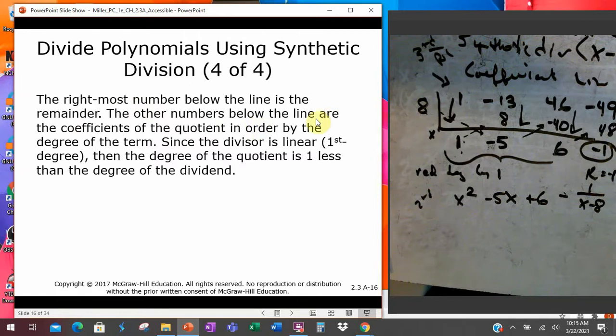The other numbers below the line are the coefficients of the quotient, the result of the dividend divided by the divisor. Here's the quotient. The degree of the quotient is 1 less than the degree of the dividend. That's where you reduce the dividend. This was an x cubed, so I start with x squared.